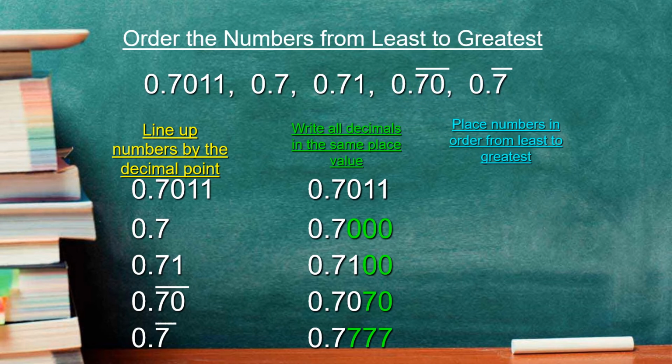Placement from least to greatest, yes, smaller number to the biggest number, ang pinakamaliit ay 7 tenths. Followed by 7,000, 11, 10,000s. Okay, or 0.7 to 11. Then, followed by 0.70 or 70 hundreds. Pero may bar siya, ibig sabihin repeating. Then, followed by 71 hundreds.